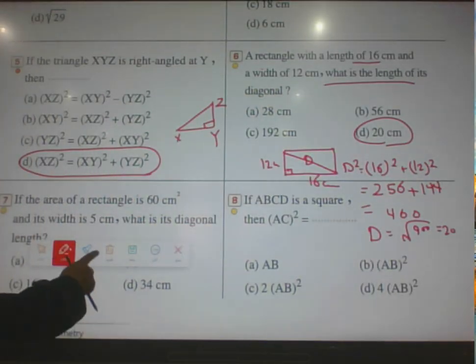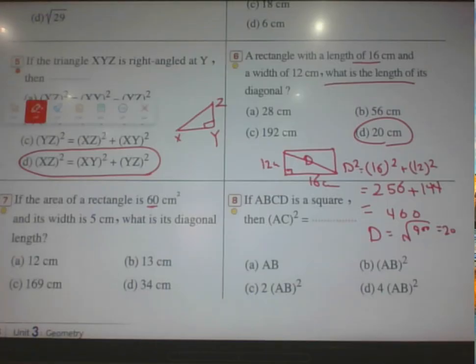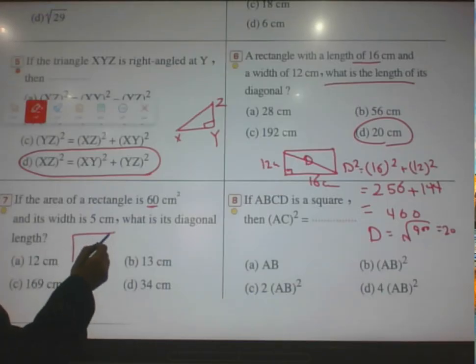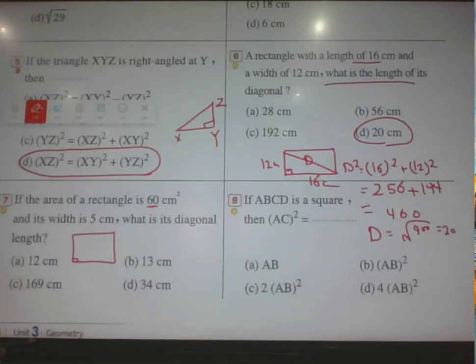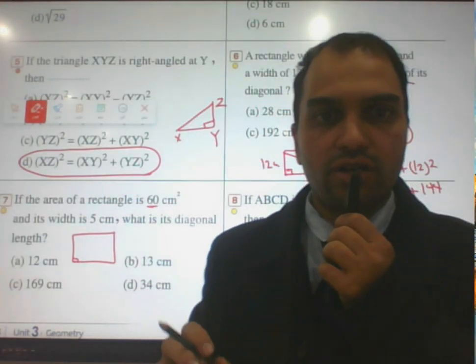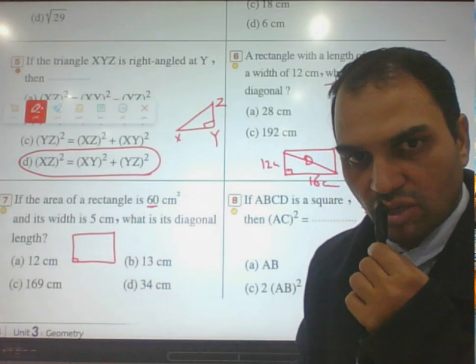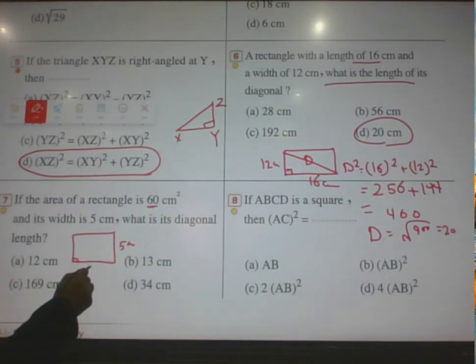Next question. The area of a rectangle is 60 square centimeter and its width 5 centimeter. What's the diagonal length? We have a rectangle here. We know area of rectangle equal length times width. Then we can find the dimensions here from the rule. Area equals length times width. 60 divided by 5 equal 12. Then the width will be 5 centimeter, and the length 60 divided by 5 equal 12 centimeter.